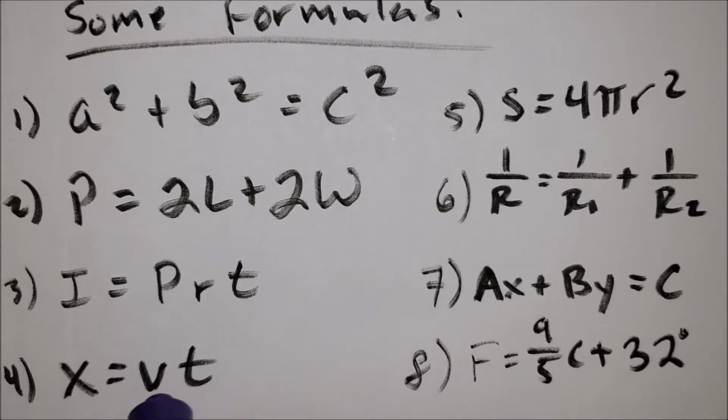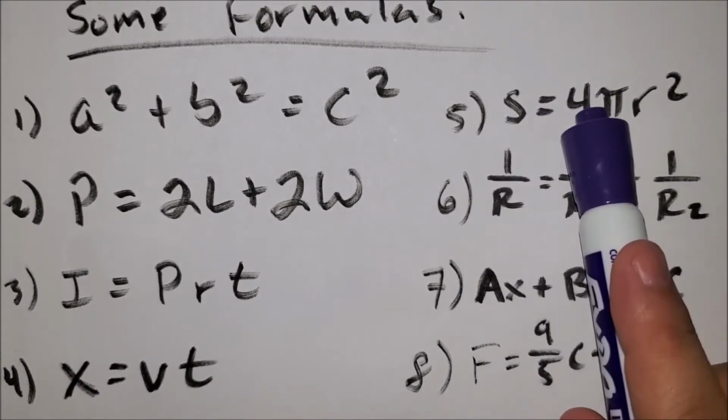Here we have x equals vt. This is a very basic physics formula. It says the distance is equal to the speed that you're going times the time. Most people are very familiar with this, considering a lot of people drive. You consider how fast you're driving times the time that you've been driving for, and that tells you how far you've gone.